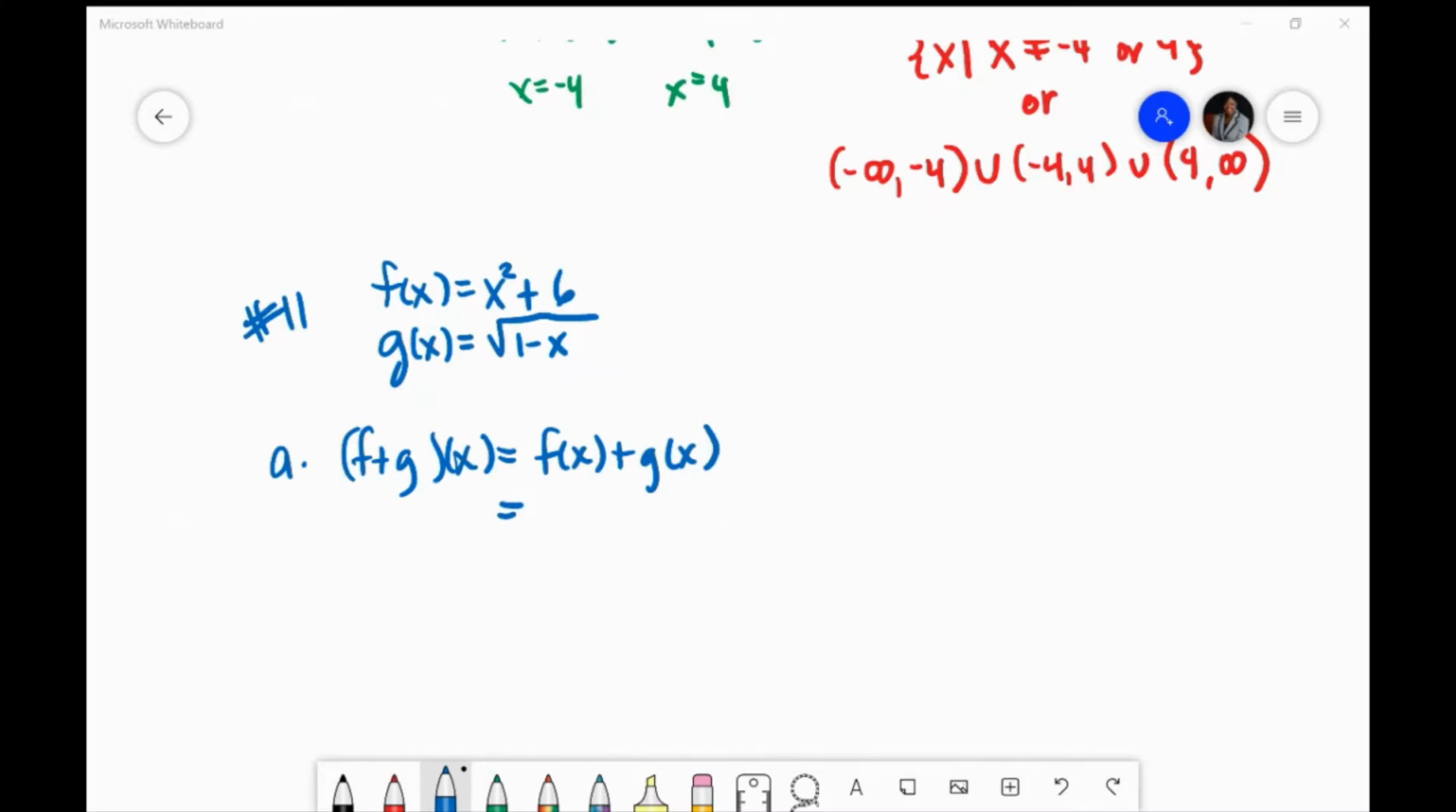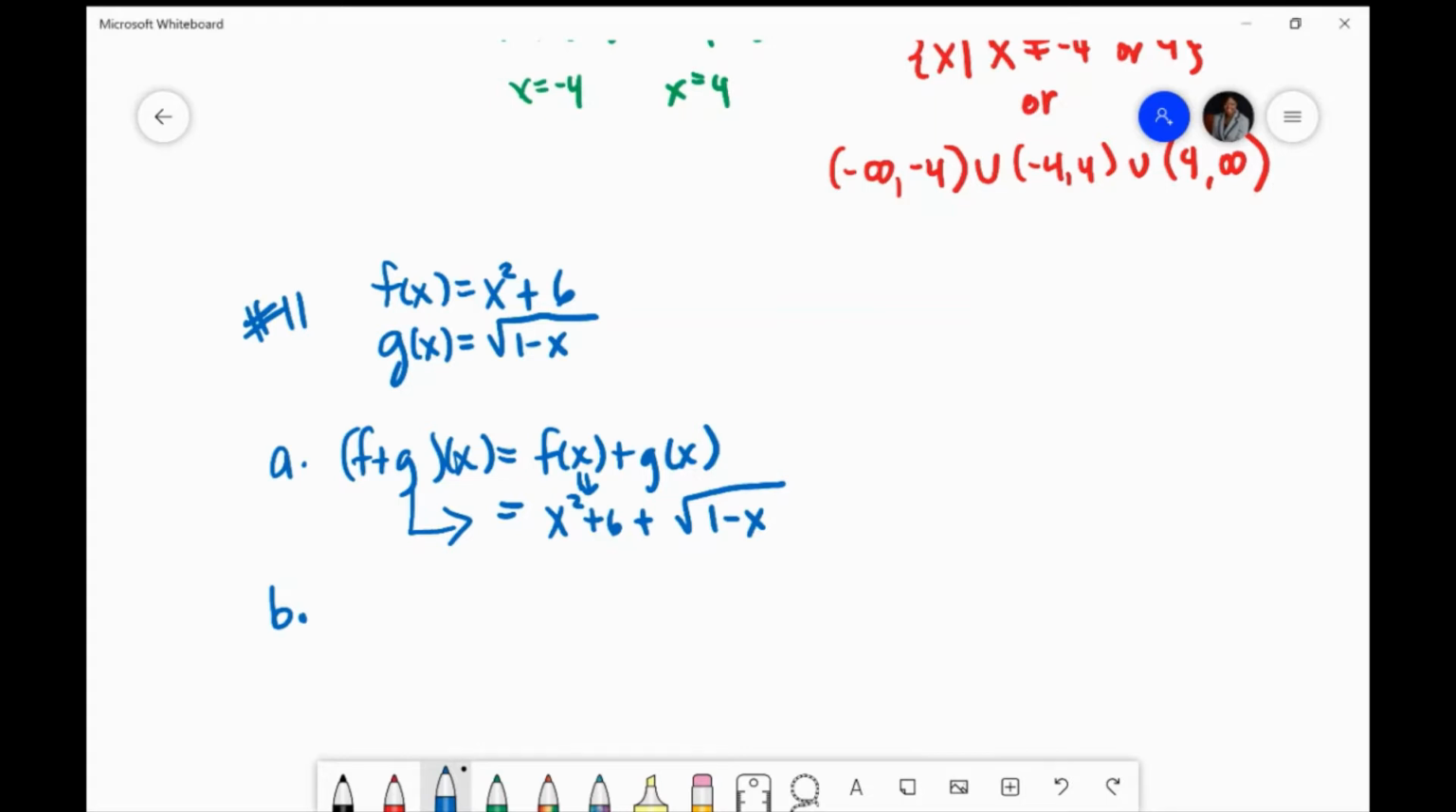X squared plus 6 plus the square root of 1 minus x. Yep, exactly, precisely. X squared plus 6, that's your f of x, and plus g of x is the square root of 1 minus x. Are there any like terms? No. Nope. Done. We are finished. So even sometimes it looks like, oh, this is gonna be hard. There's a radical involved. Actually, that's the easiest one right there.